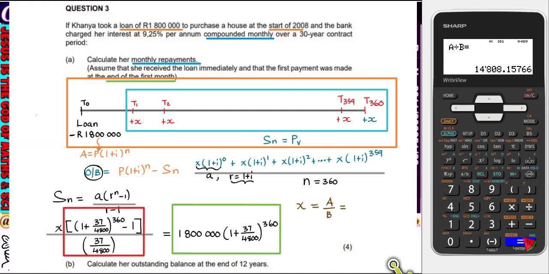So I get the value of 14,808, and then comma, 2 decimal places is going to be 16. That's the money. That is the monthly payment, this one here. So that part is over.